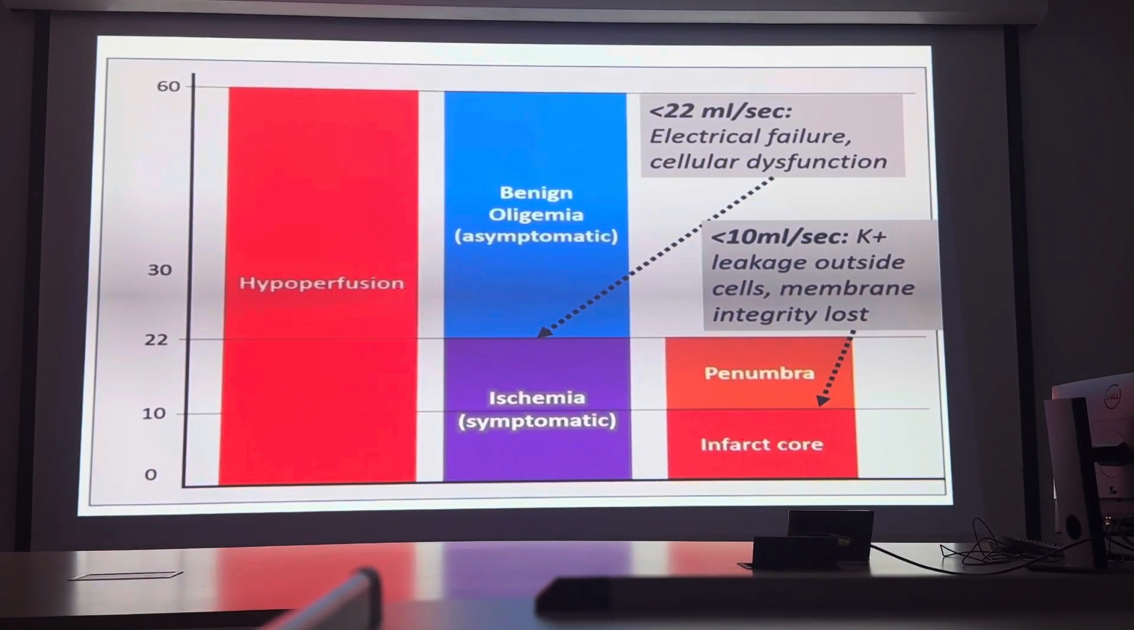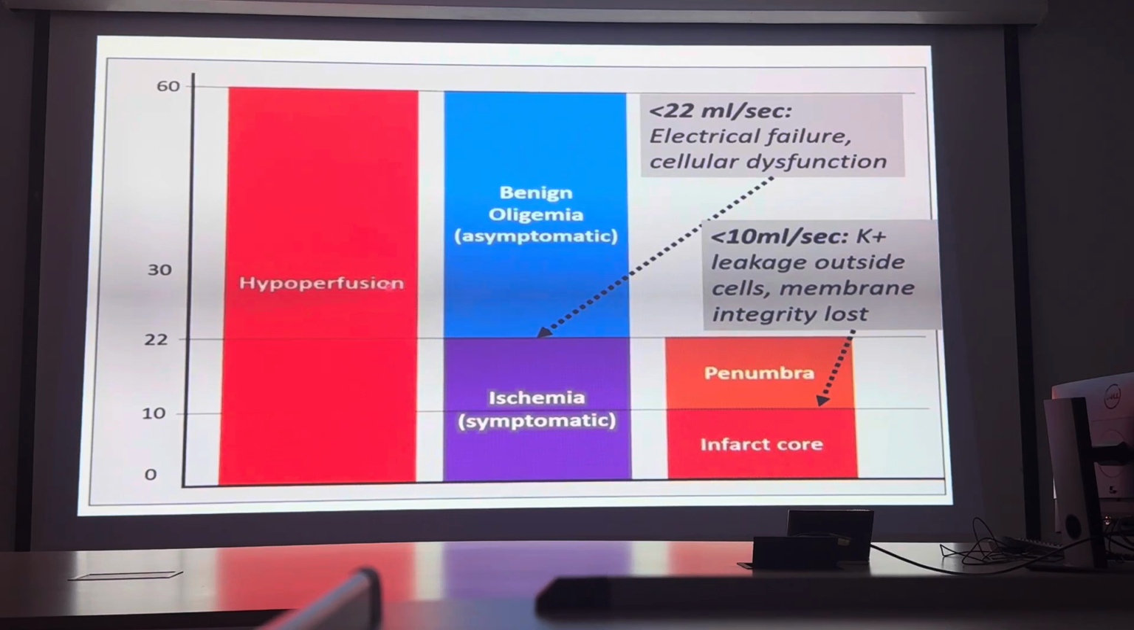If the value of the cerebral blood flow continues to drop and becomes in the range of 10 and below, this goes into the state of pure and complete infarct core, where the brain cell membrane is damaged and disrupted, and there is complete irreversibility of the cell function and cell death.